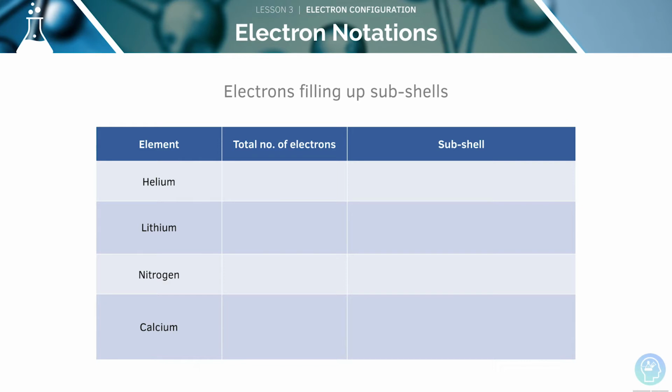We're now going to fill in this table. Pause the video now to have a go at this yourself before we begin. We'll start off with helium. We know that in helium the total number of electrons will be 2. The subshell that they're in would be written 1s2.